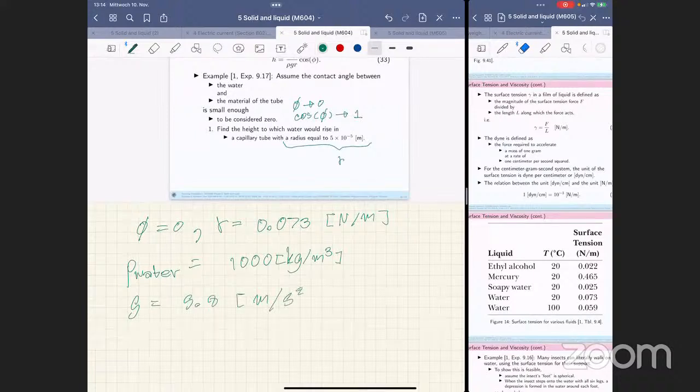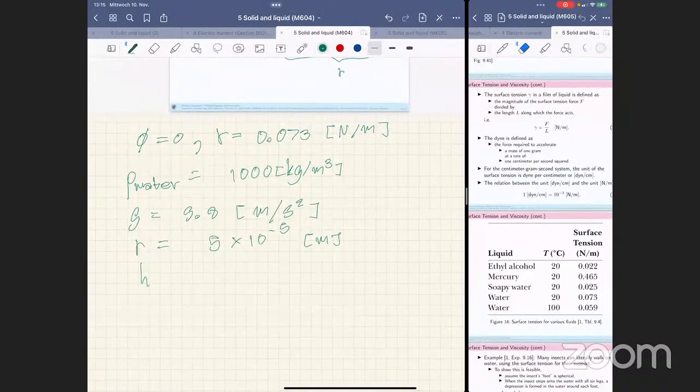And g is the acceleration on Earth, which is 9.8 meters per second squared, and radius is what they have provided there, which is 5 times 10 to the negative 5 meter. So they want to know the height h.